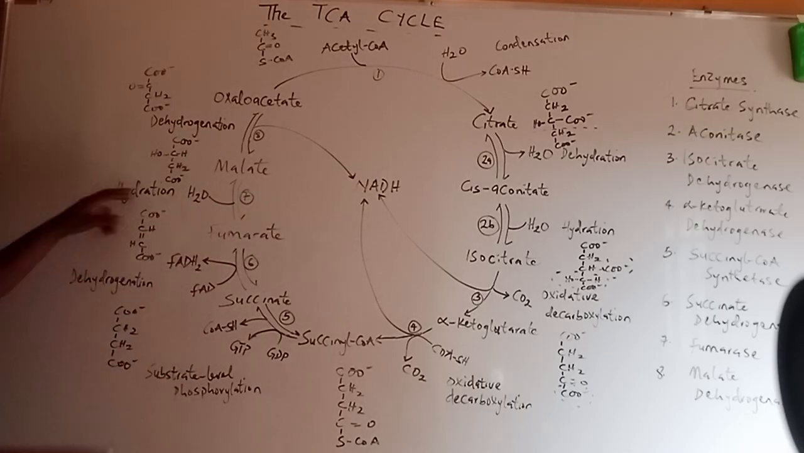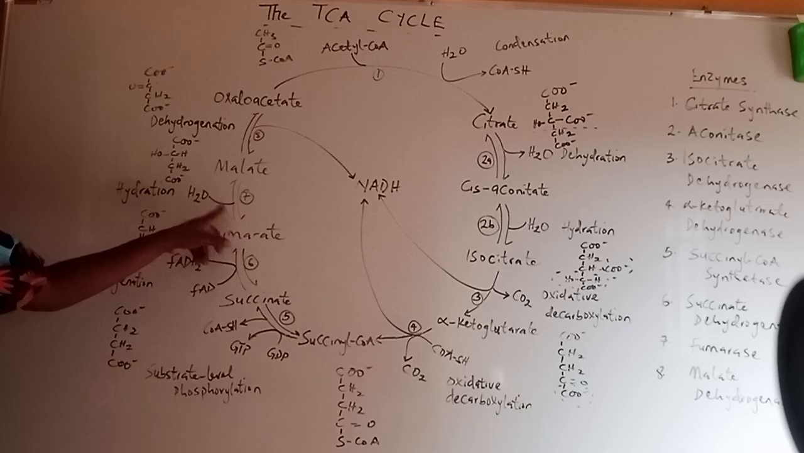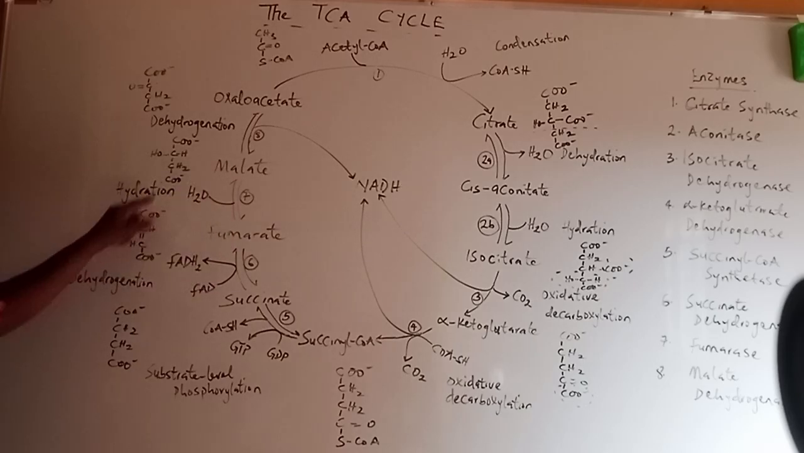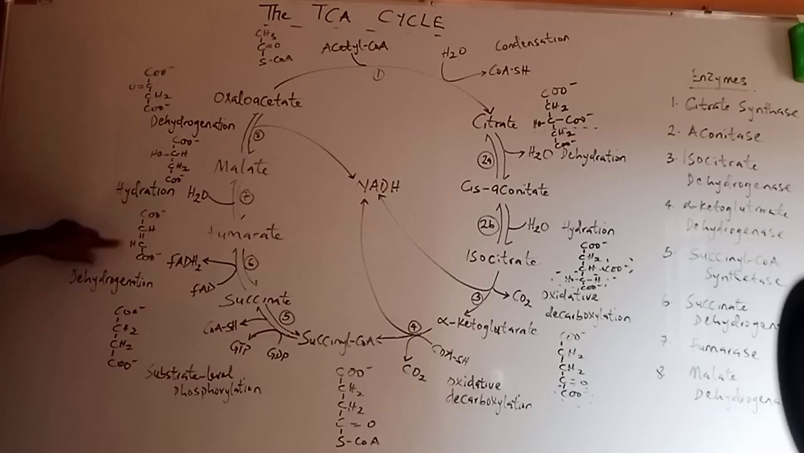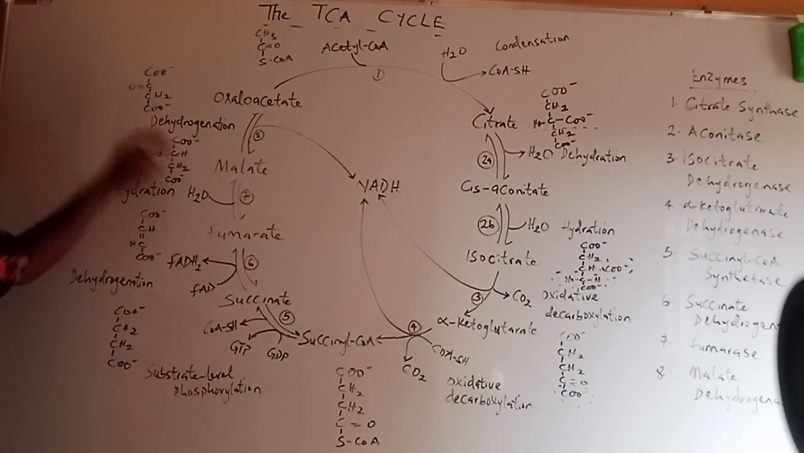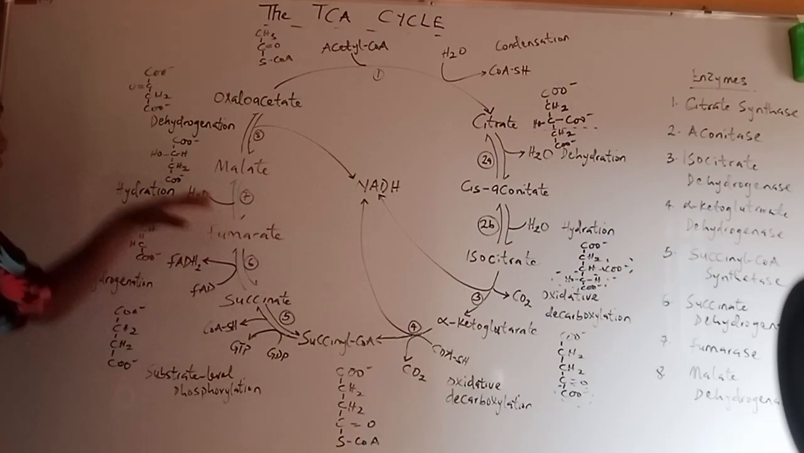Step 7, fumarate is hydrated. That is, a water molecule comes in to hydrate fumarate to give us malate, a hydration reaction. And then we see that here OH comes here and H comes here, fixes themselves here to give us malate, catalyzed by the enzyme fumarase as step 7.